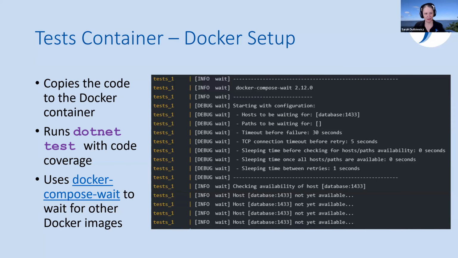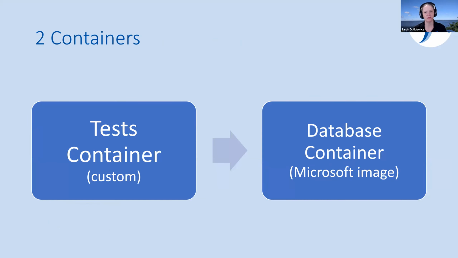All right, so the tests container is where we're going to run our tests from, and that's going to have a Dockerfile. What we're going to do is copy the code to the Docker container. We'll run dotnet test with code coverage, and we're going to use something called Docker Compose Wait to help us wait for other Docker images. So what's going on with the two containers, let's go back. You have a database container, it's your standard Microsoft SQL Server image.